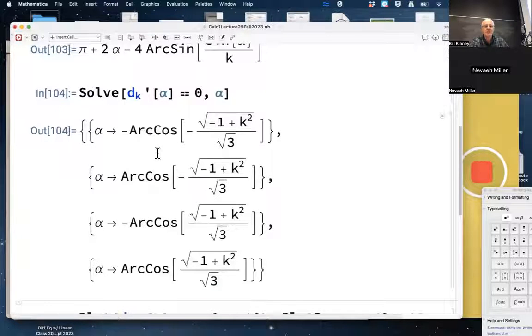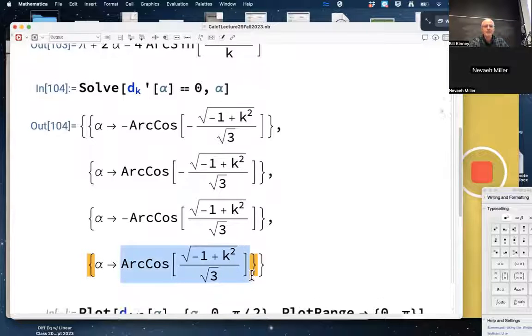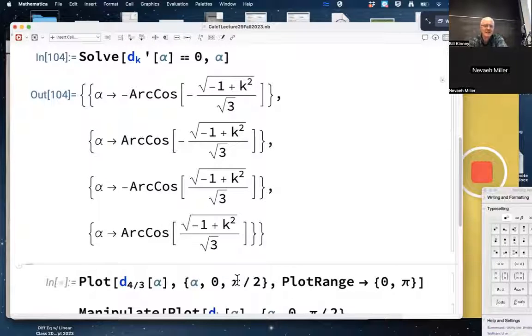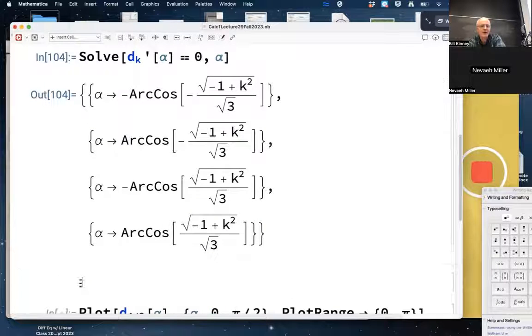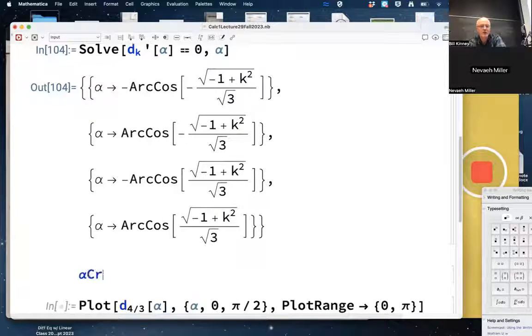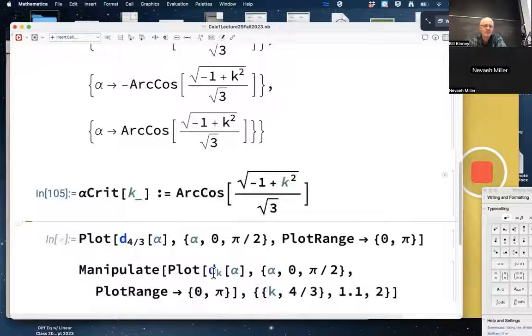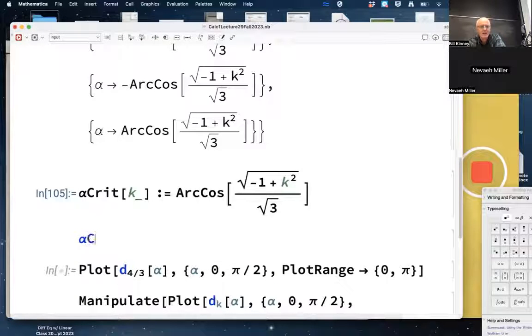Which one of these is the one we want? Looks like this one's the one we want. That is the critical point in terms of alpha. Maybe I'd call it alpha crit, as a function of K. I could plug that in, enter it, and then I could evaluate that for different values of K.